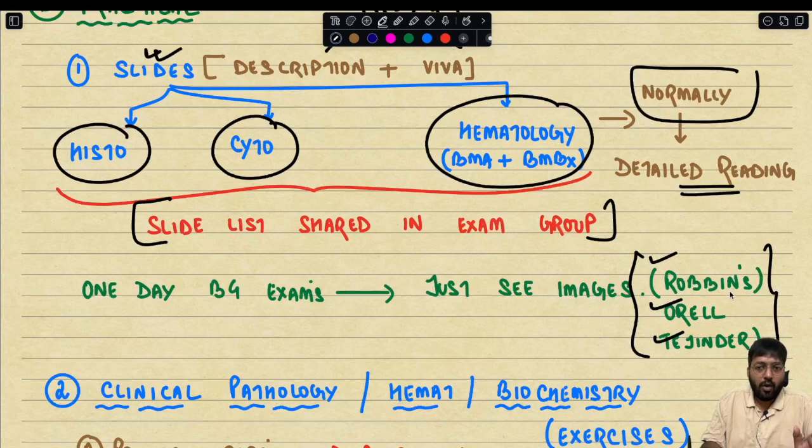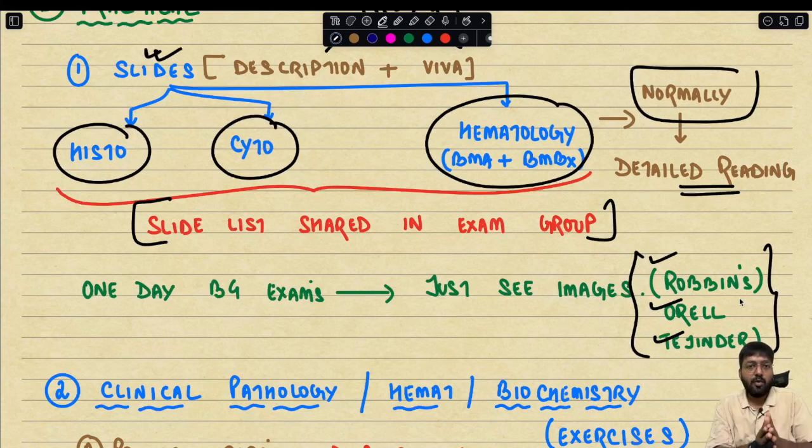So you take Robbins, you take Pranabde, you take Orell, you take Tejinder, and in a very fast manner, you just see all the images. That is how you revise the images. All the images will be revised within 2 to 3 hours. Very little time. Else, if I start making videos and go into the depth of each and every topic, you will have to give a lot of time, and you don't have a lot of time. So this is the fastest way to revise all the images one day before your practical examination.